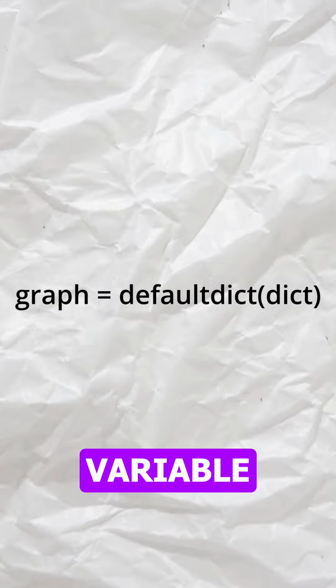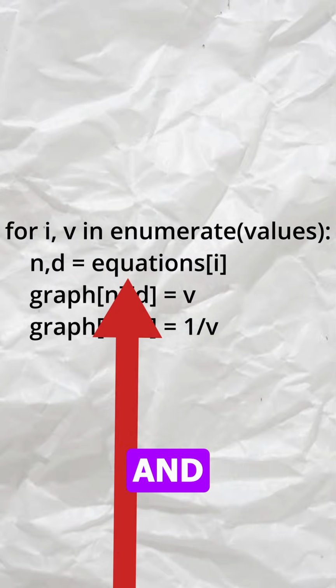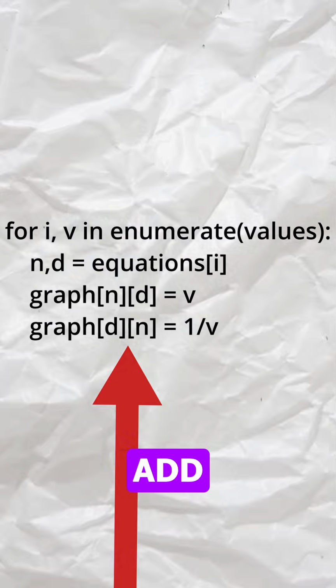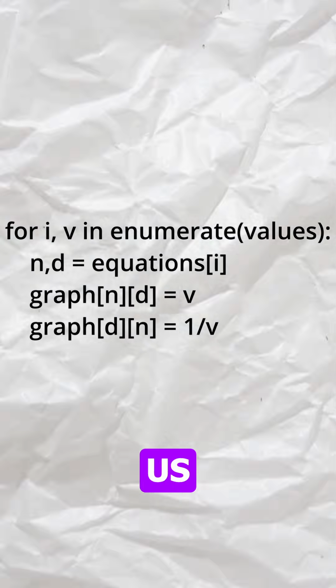First, make a dict variable called graph. Loop over the values, extract the corresponding numerators and denominators from the equations list, and add both to the graph as keys, with the current value as the value. Next, add the inverse, with 1 divided by the value as the value. This will give us a graph.